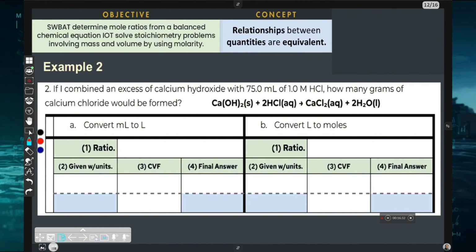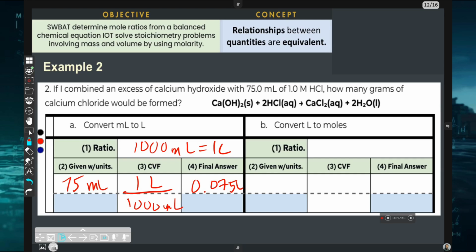Well, I'm starting with milliliters. So the first thing I need to do is always convert milliliters to liters. So 1,000 milliliters is equal to 1 liter. So if I start with 75 mLs, I need to divide by 1,000 mLs, put 1 liter on top. So this now becomes 0.075 liters. Fantastic, right? Okay.